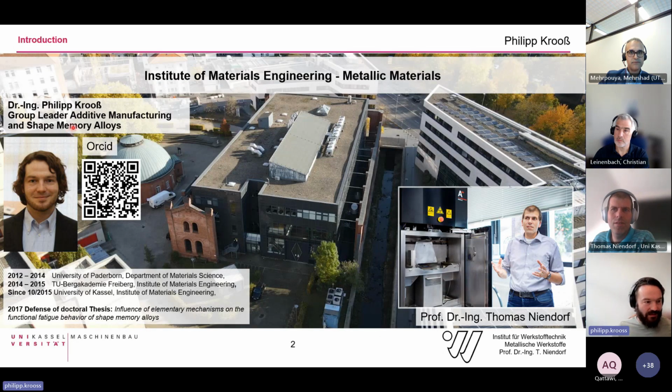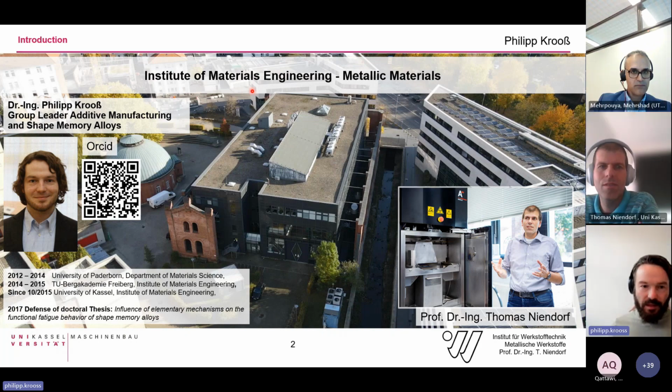Thanks, Thomas. My name is Philipp Krooß, Group Leader, Additive Manufacturing and Shape Memory Alloys. I have an OSPIT profile if you would like to look at our previous research studies. I'm working at the Institute of Materials Engineering, Metallic Materials is the department. As Thomas just told, he's my boss, so to say. He's the professor here. Now he is standing in front of our electron beam melting machine in this picture.